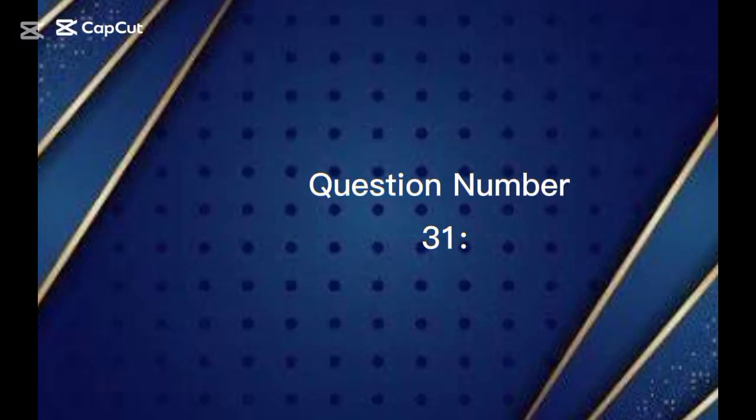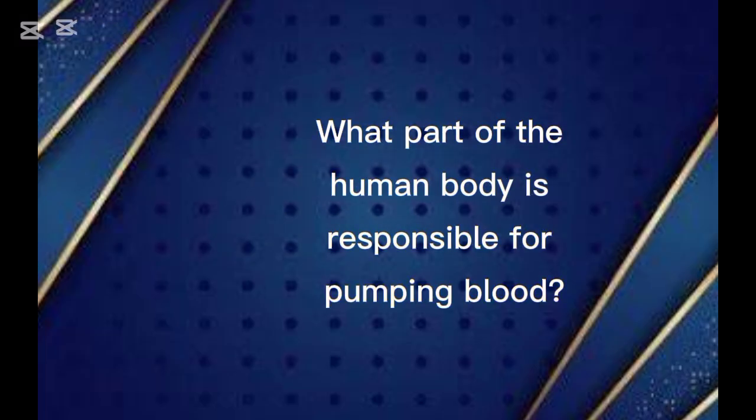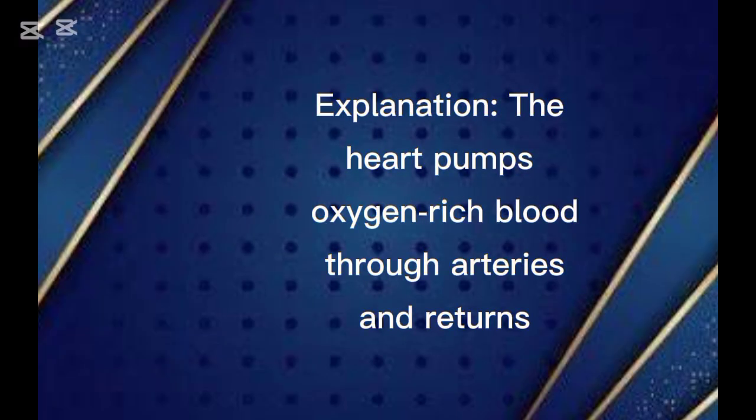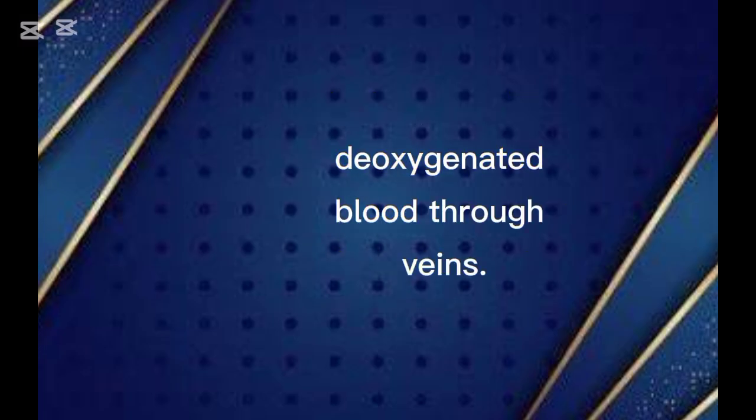Question number 31. What part of the human body is responsible for pumping blood? A. Brain, B. Heart, C. Lungs, D. Kidneys. Correct answer, B. Heart. Explanation: The heart pumps oxygen-rich blood through arteries and returns deoxygenated blood through veins.